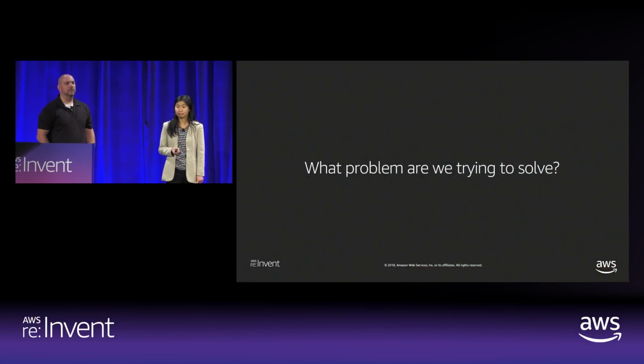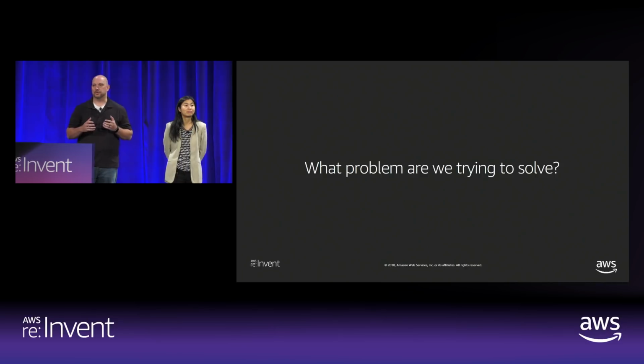So to level set, we're going to dive into some technical details in this session, but one of the things we always like to start off with is level setting on what's the problem we're trying to solve. What does VMware Cloud on AWS do? What's the real value proposition for it?